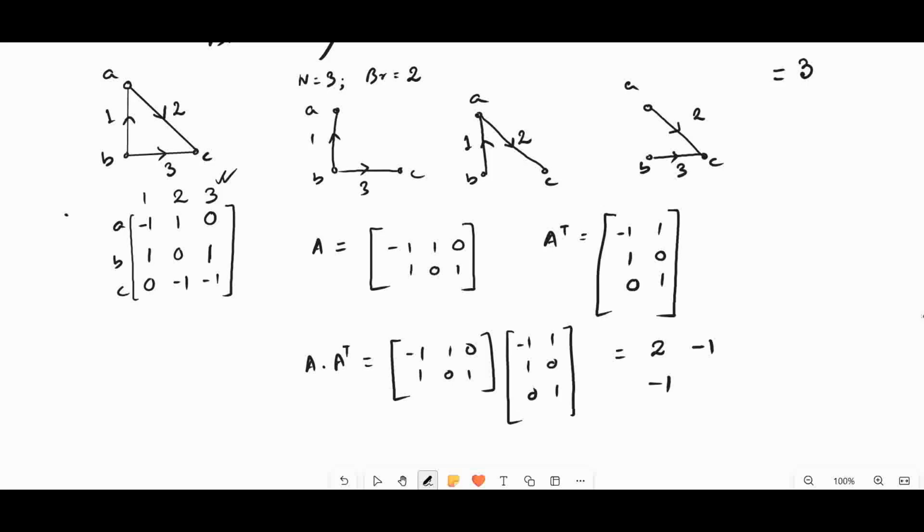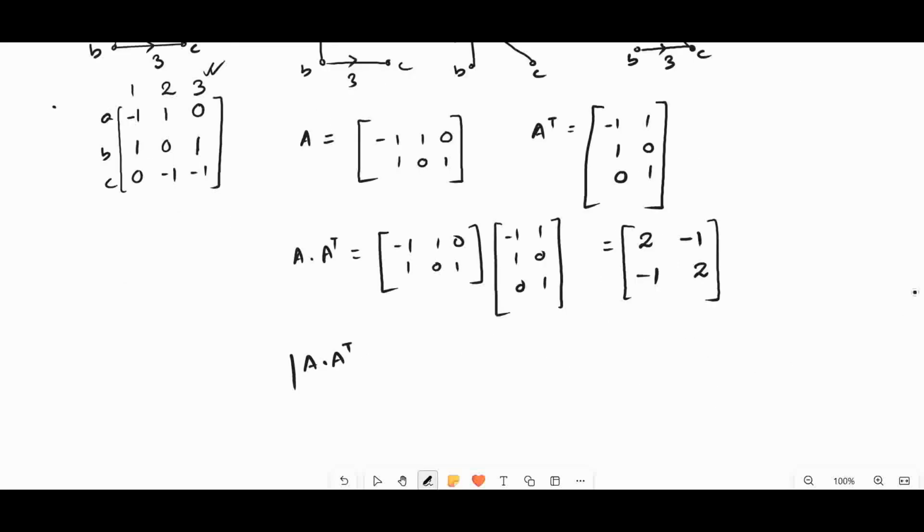Then the last one is 1 to 1, then this is 0, then this is 1, and 1 plus 1 is 2. So we have the A into A transpose value as this. So next we have to determine the determinant.